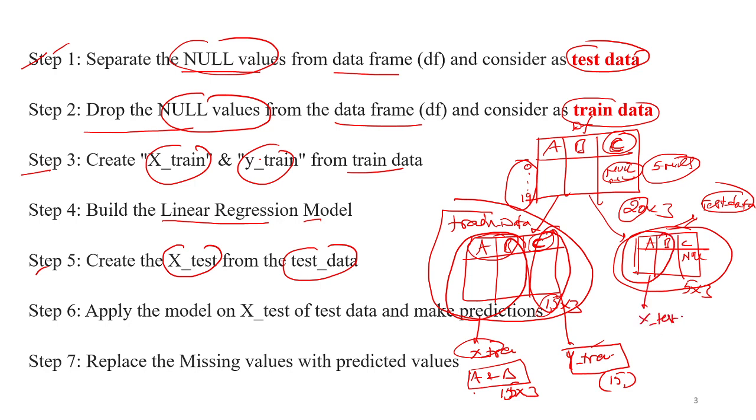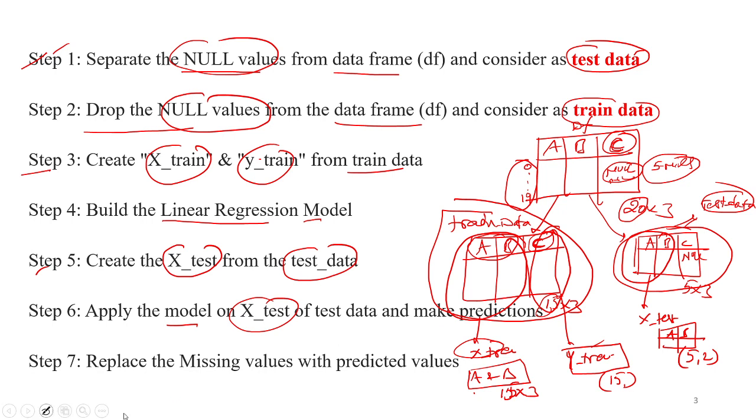So X test can contain the data frame only A and B with shape 5, 2. Actually test data shape is 5 by 3. But from the test data we have to create the X test, that is the 5, 2, and apply the model on the X test of the test data and make the predictions.